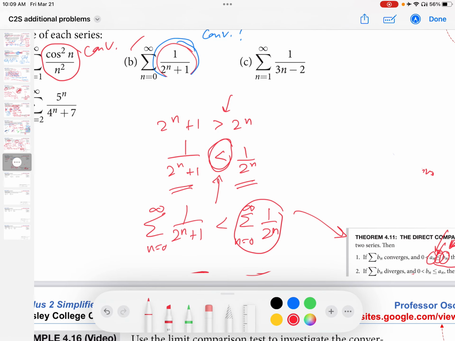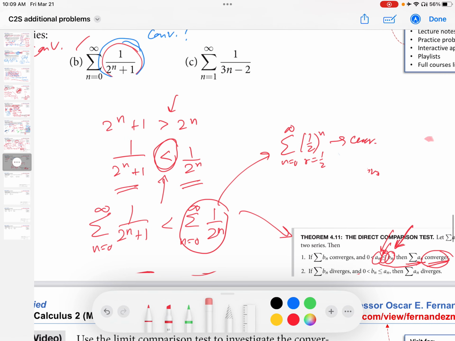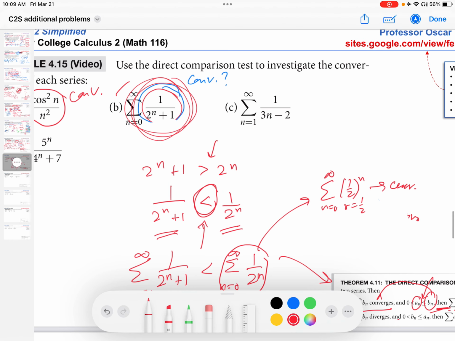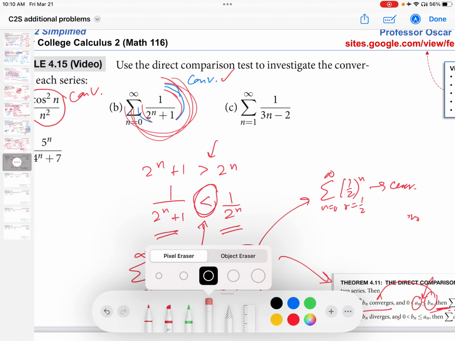And again, we talked about earlier how this is a geometric series with r equals 1/2 that converges. So I've set up all the information that I need for my direct comparison test. I found a convergent series that is larger than the one I'm looking at. So the series I'm looking at up here on the upper left converges by the direct comparison test. So yes, we'll eliminate the question mark, and indeed we verified convergence.